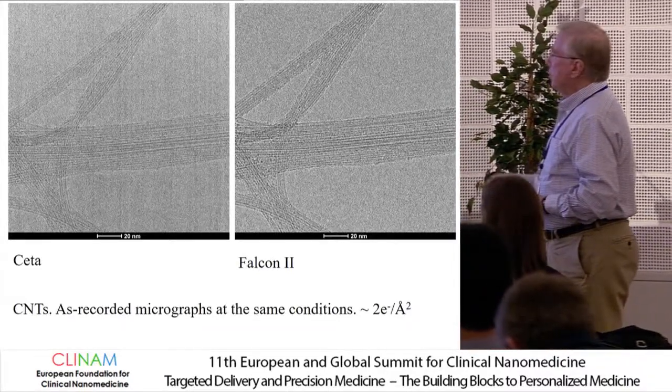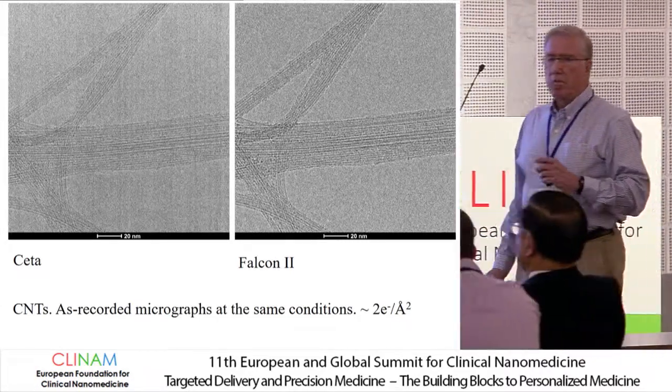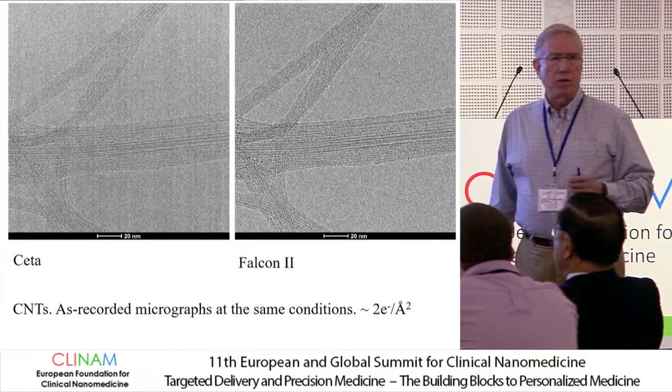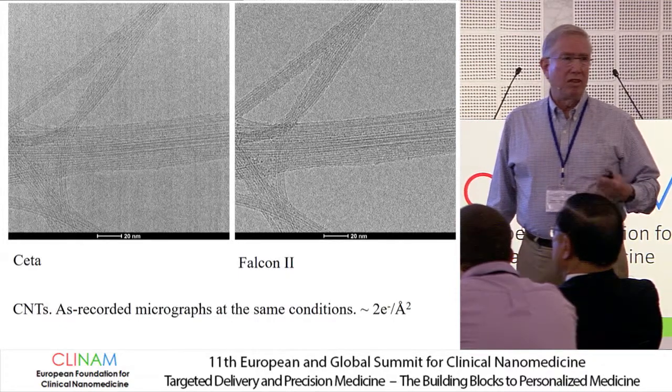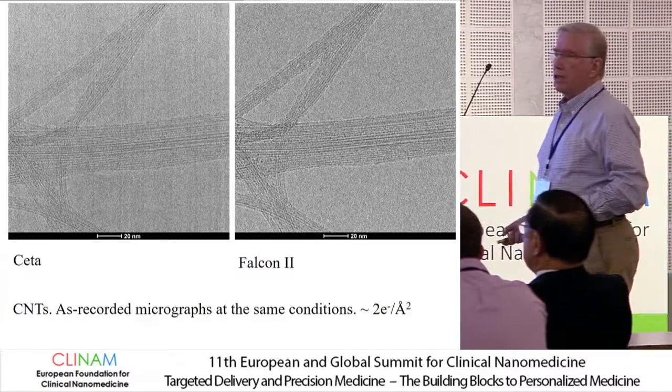These images were taken at 2 electrons per angstrom squared. This is a very, very small dose. Typically, when you take a staining and drying picture, you take it at about 100,000 electrons per angstrom squared. So there's quite a change in this, and this is essential.